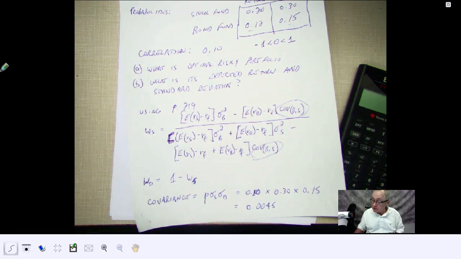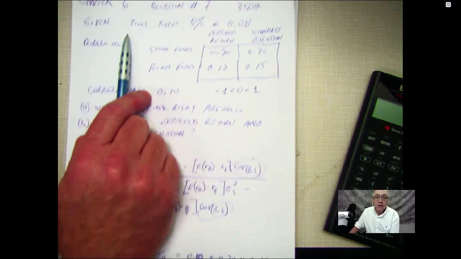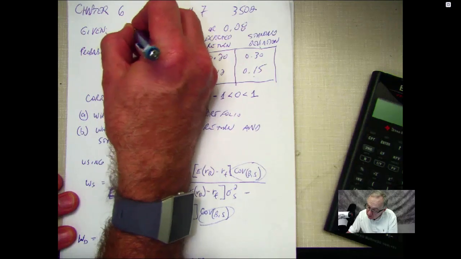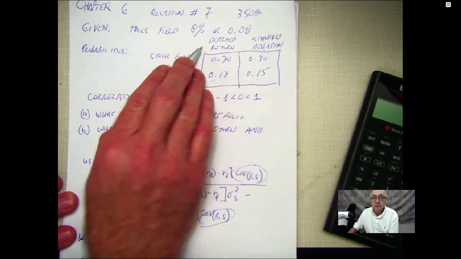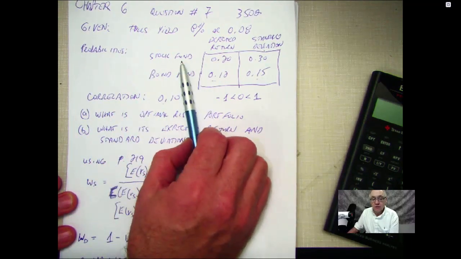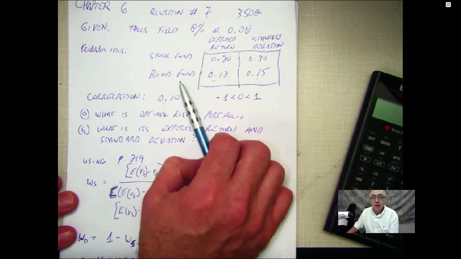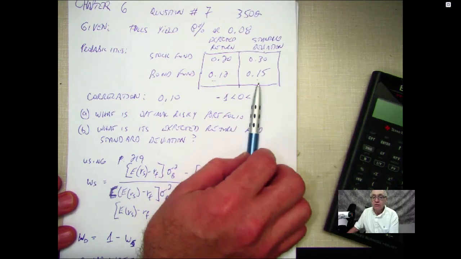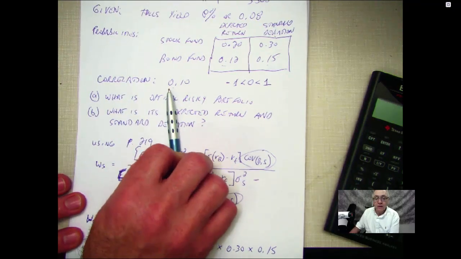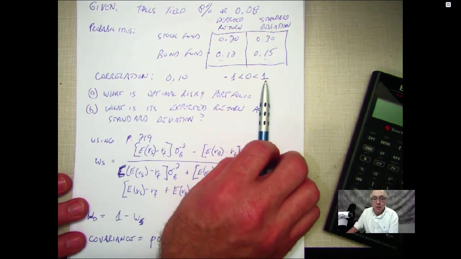Back with chapter 6, question number 7, 3502. This is an extension of question number 4 using the same information. So we're given T-bills yield 8% or 0.08, probabilities and for stock fund and bond fund. Probabilities for the stock fund, expected return of 0.2 with a standard deviation of 0.30. For the bond fund, expected return of 0.12 and standard deviation of 0.15. We're also told the correlation between the two is 0.10. We remember correlations have to be between -1 and +1.